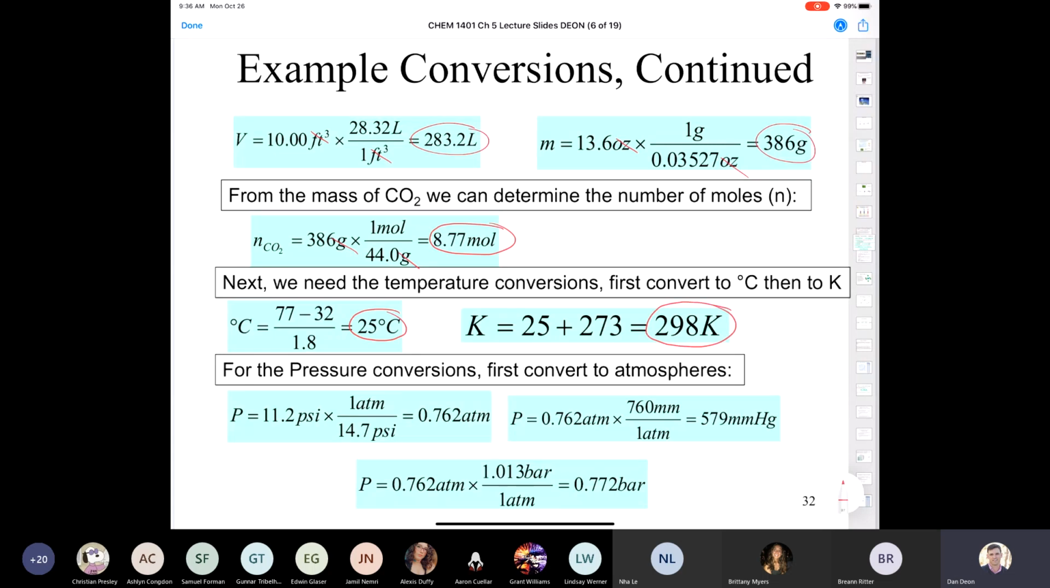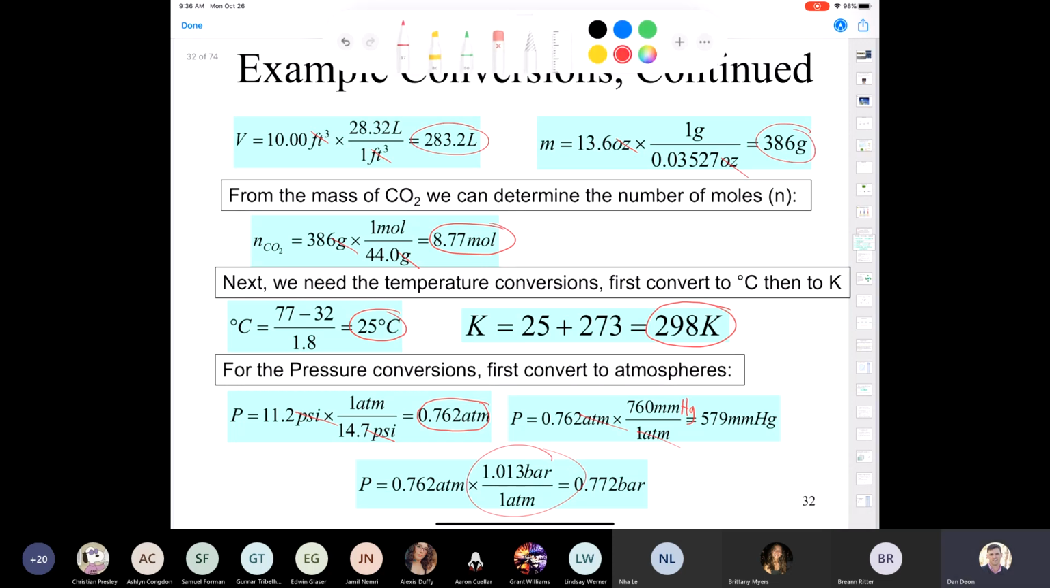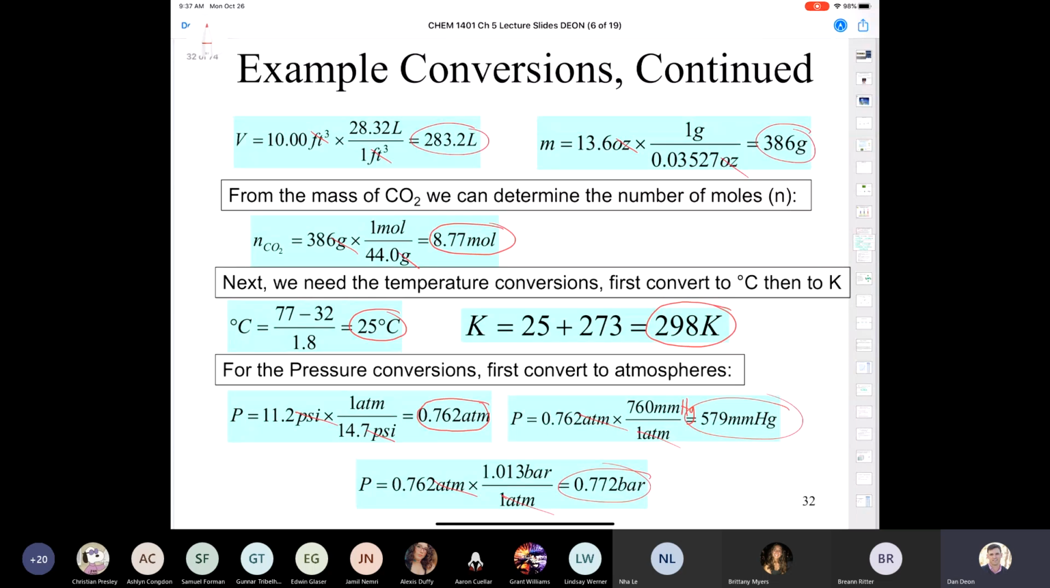And then for the pressure conversions, we're going to convert to atmospheres from psi. We've been given that conversion factor, so we have the pressure in atmospheres. If you want that in millimeters of mercury, I'm missing the Hg here, I'll fix that for you. Anyhow, atmospheres cancel out. And if we wanted to do bars, we have the conversion factor that there's 1.013 bars in an atmosphere. Again, you can see the atmospheres cancel out, and we end up with our pressure in bars. So again, you should be pretty solid at your conversion factors by now, right?